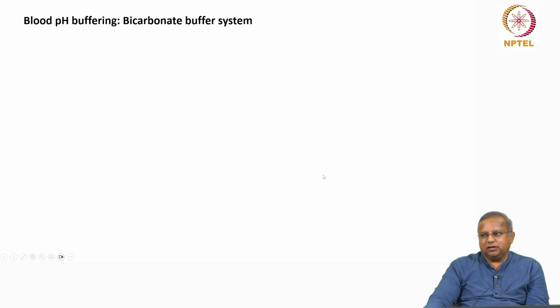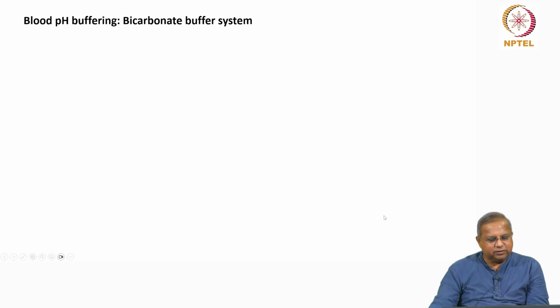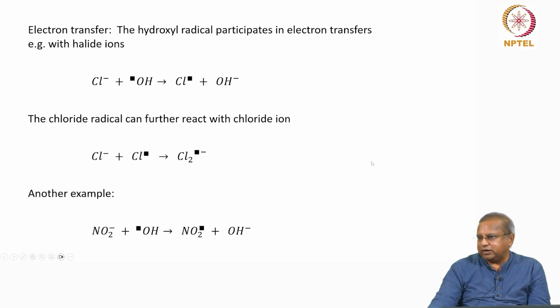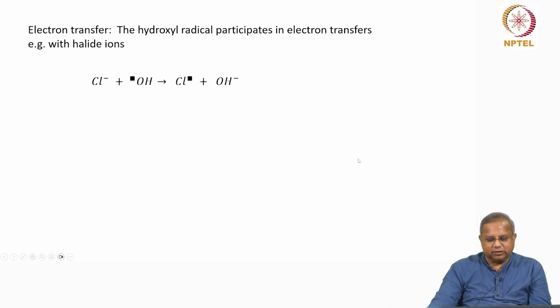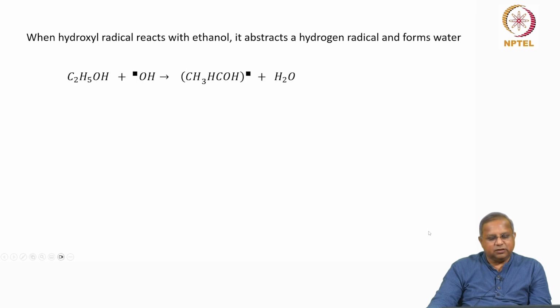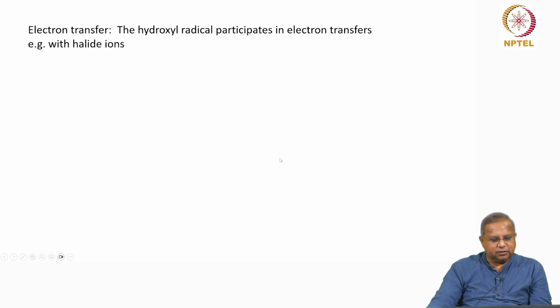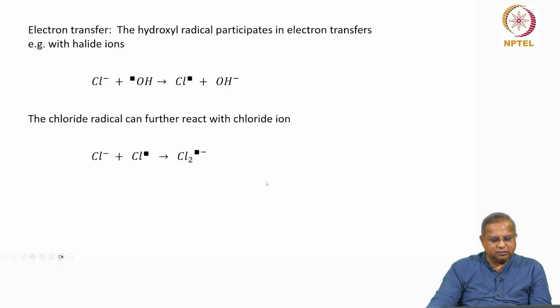Okay. Now, before we get into the next reaction, we essentially looked at some hydroxyl radical reactions. Most of them are propagation reactions, and the most important ones are of these kinds: hydrogen abstraction, addition and electron transfer. We saw an example of each one of them, which happens in the cell, and many of these can lead to direct damage. Quite easy to see why this could lead to DNA damage, and then the electron transfer reactions as this.